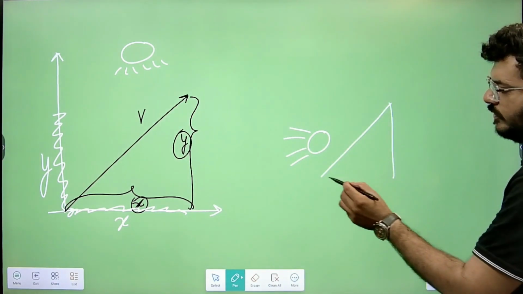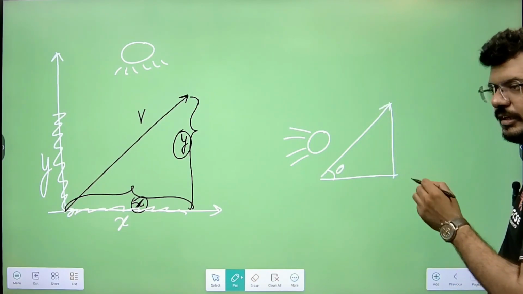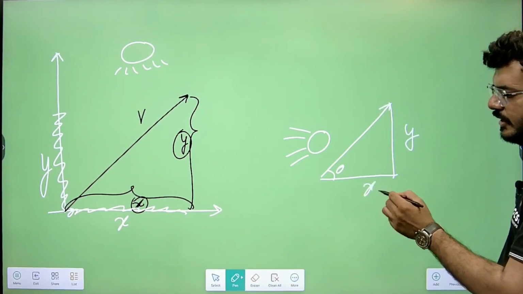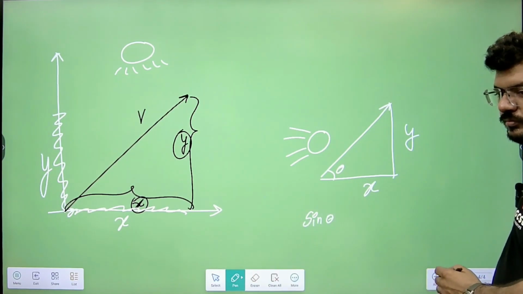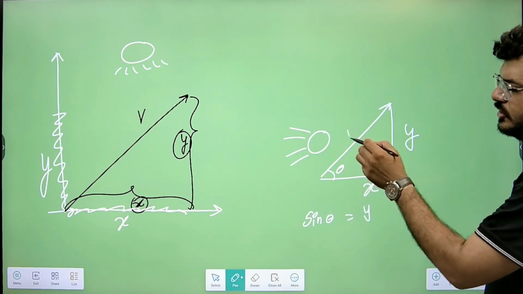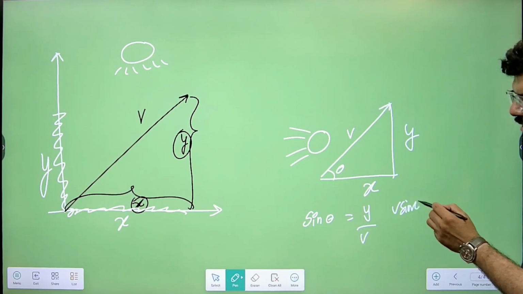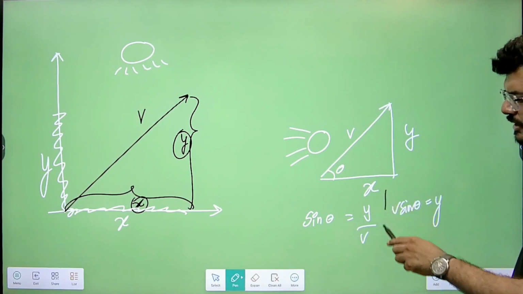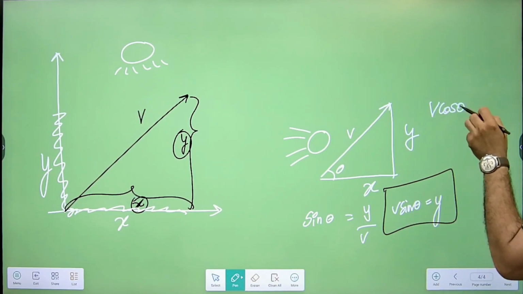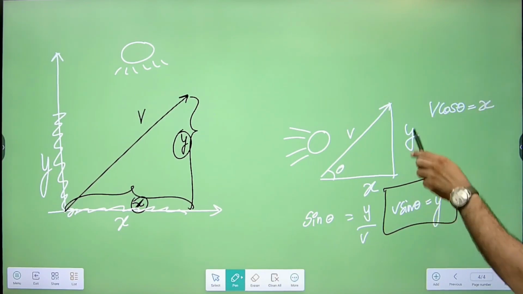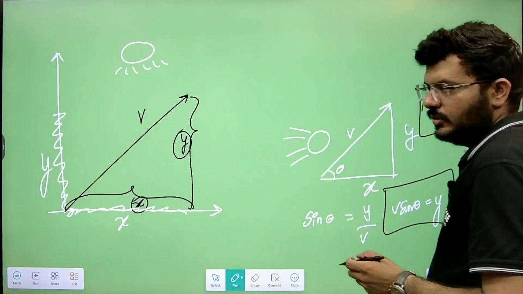Basically all you have to do is, if this is your angle theta, the angle of your vector, right? You have to find out the value of y and x, right? Sin theta is y by v, let's say this is your v, right? So y by v, therefore v sin theta is your y component. And v cos theta in the same way is your x component, right? Let's take an example.